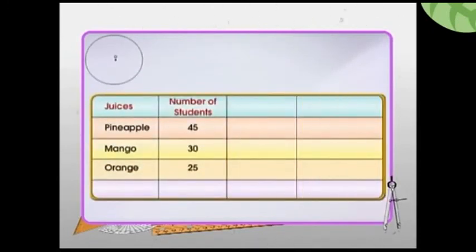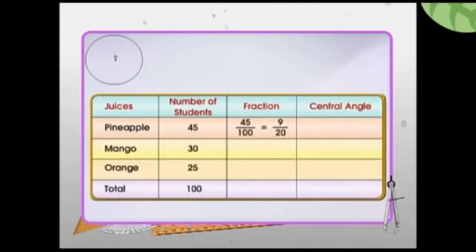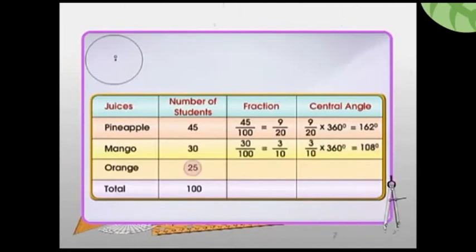The total number of students is 100. The number of students who like pineapple juice is 45. So the fraction corresponding to pineapple is 45 by 100 is equal to 9 by 20. Thus the central angle corresponding to the sector for pineapple is 9 by 20 into 360 degree, that is 162 degree. Similarly, find the central angle for other categories. Central angle for mango is 108 degree and central angle for orange is 90 degree.